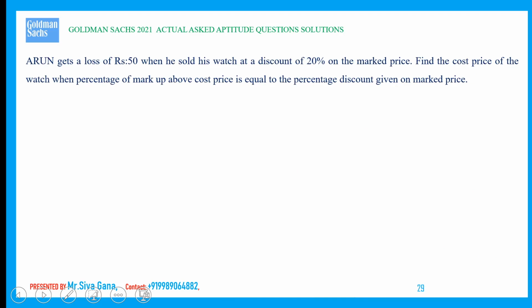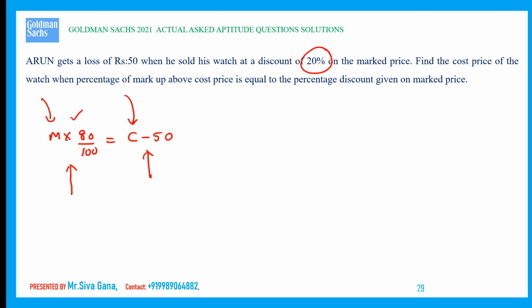Arun gets a loss of rupees 50 when he sold his watch at a discount of 20% on the market price. Okay, that's cool. He got a loss, with a discount of 20% on the market price. If the discount is 20%, the selling price is 80% of the market price. And let us say the cost price is C. He got 50 rupees loss. So C minus 50 is the selling price. This is the selling price, and this is also the selling price. We can equate, where M is the market price, C is the cost price. 20% is the discount, so 80% of the market price is the selling price. So this is, let us say, the first equation.